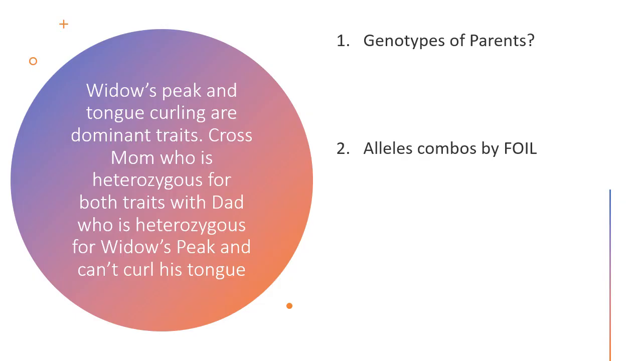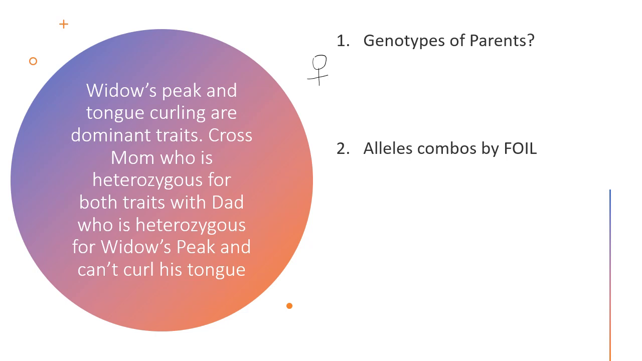So the first example involves human traits. So we're talking about widow's peak and tongue curling, which are both dominant traits. We're going to cross mom, who is heterozygous for both traits, and dad, who is heterozygous for widow's peak and can't curl his tongue. So let's start with mom first.